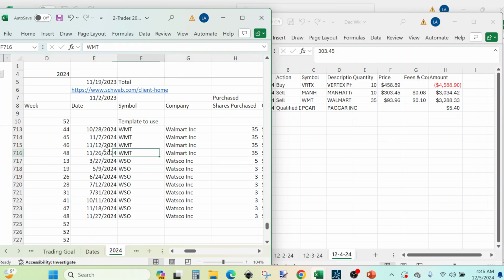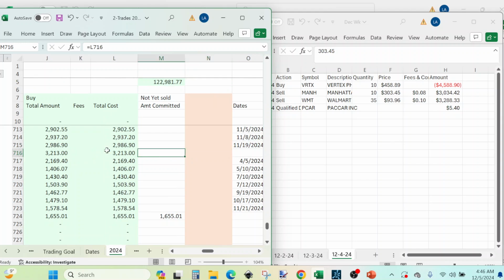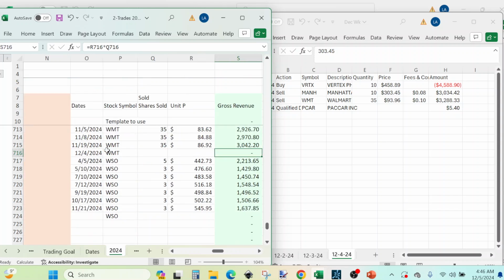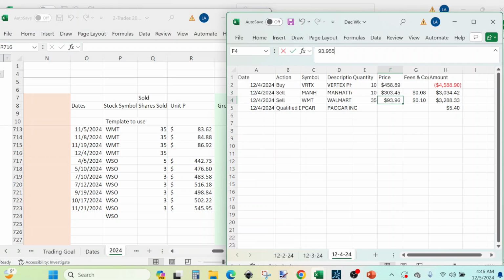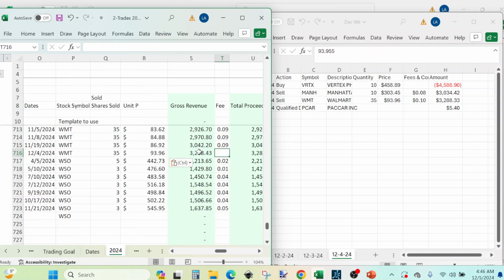So we bought on the 26th of November. We can take that commitment out of there, and we sold it on the 4th of December, and we have been buying 35 shares. You can see 3 decimal points there. That's what I tend to copy instead of typing, so that I can capture the whole amount.